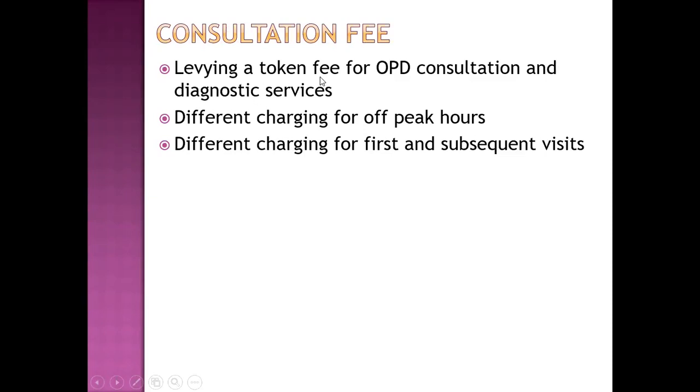We can charge a token fee for OPD consultation and diagnostic services. We can have different charging for off-peak hours to distribute patients uniformly. And we can charge different fee for first and subsequent visits.